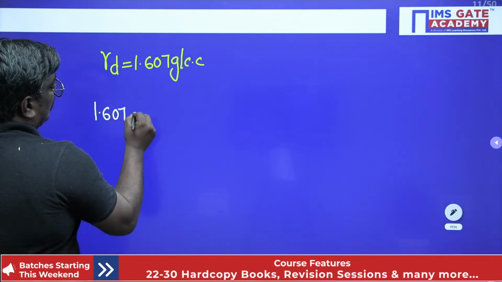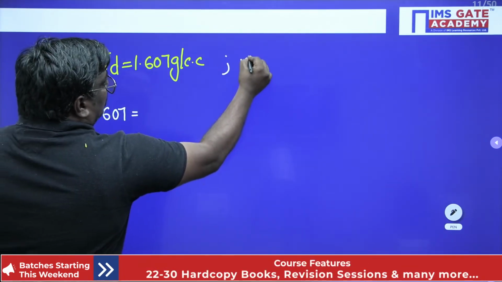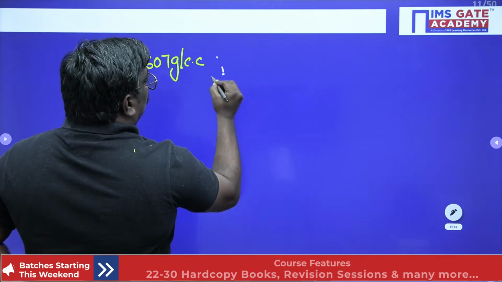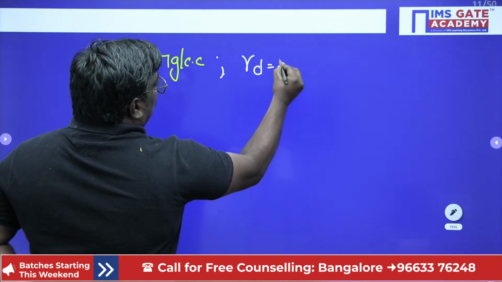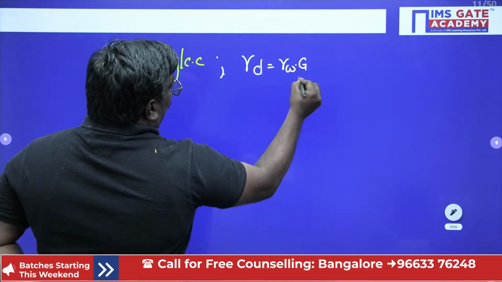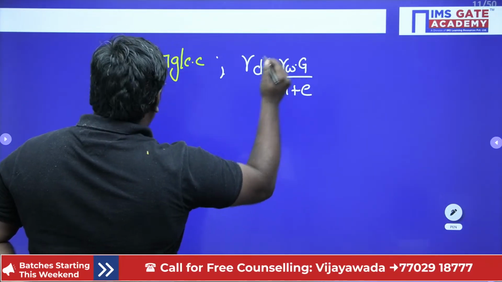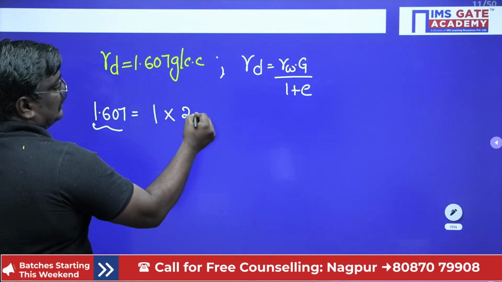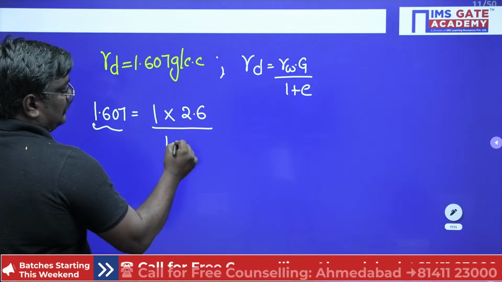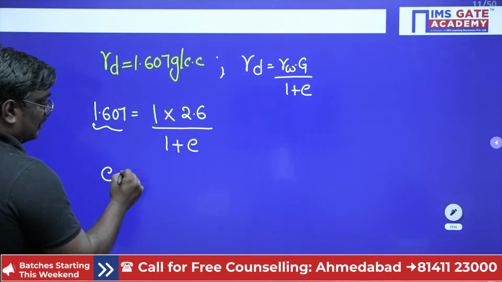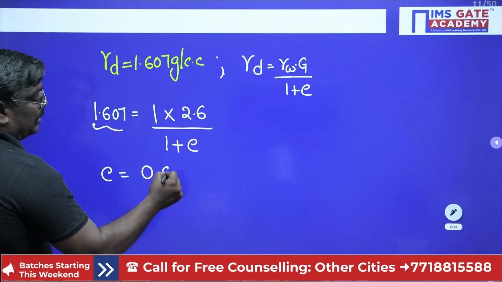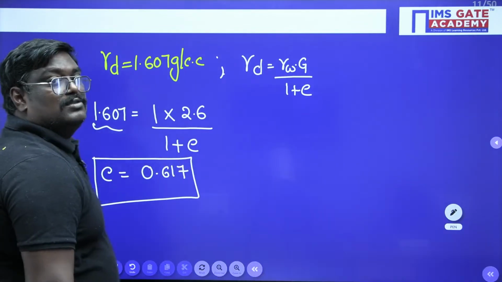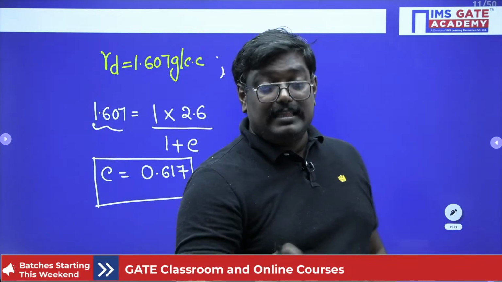Now, my dear students, when I apply the formula, you can write this formula here. Dry density can be written as gamma D is equal to gamma W into G upon 1 plus E. So gamma D is 1.60, gamma W is 1, G is 2.6, divided by 1 plus E. If you solve this equation, you will get the void ratio as 0.617. But did they ask you the void ratio?